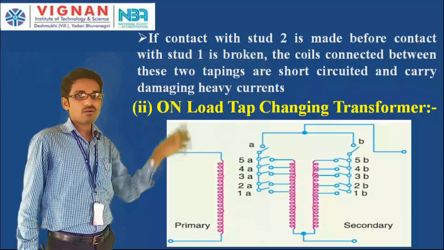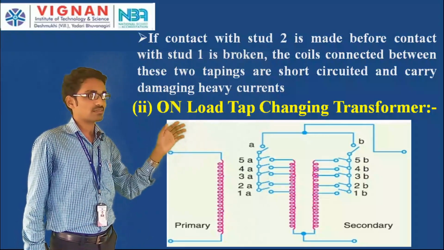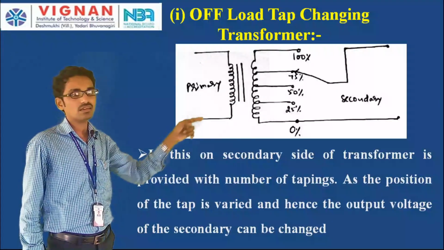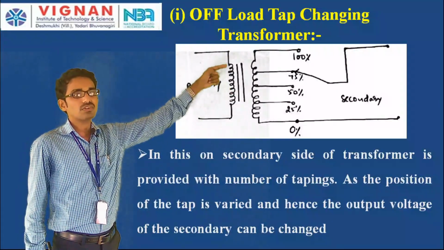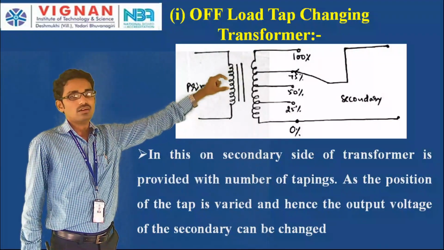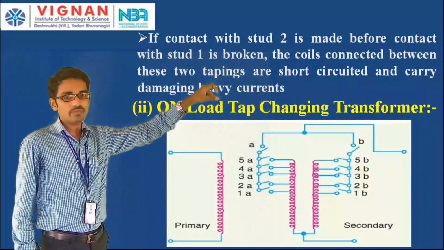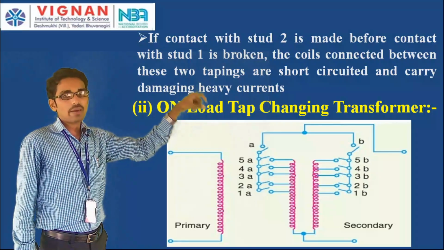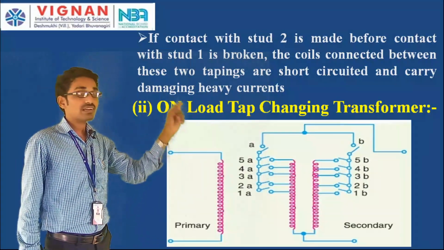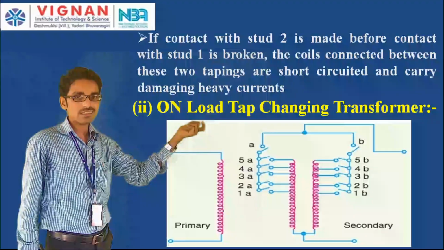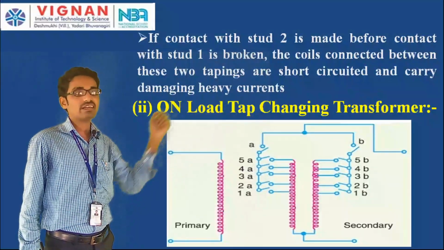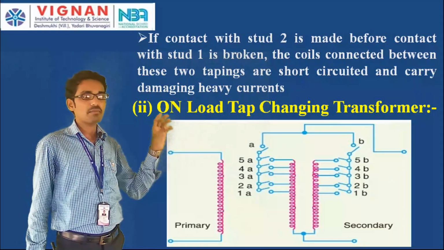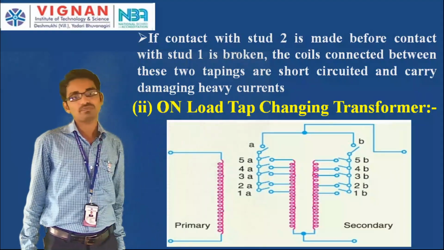Then what happens? The coils are connected between these two tappings. What coils are connected between the two tappings? If you see here, from 50% to 75%, there are two coils connected. Those two coils are going to be damaged. Those two tappings are going to be short circuited, which will carry damaging heavy currents, and that will damage your total winding also.